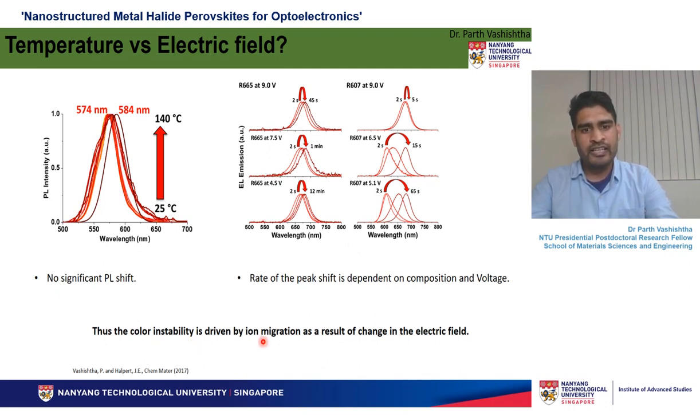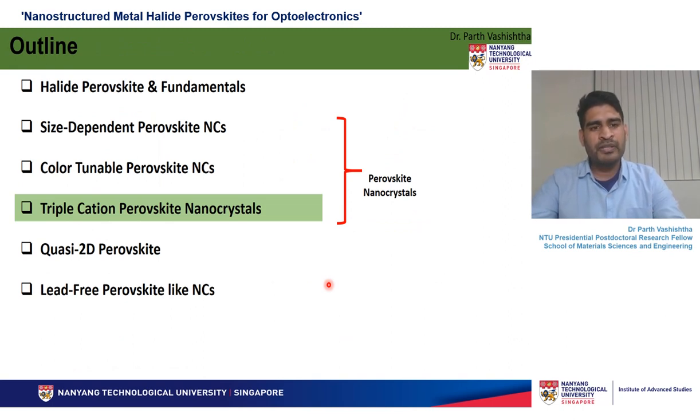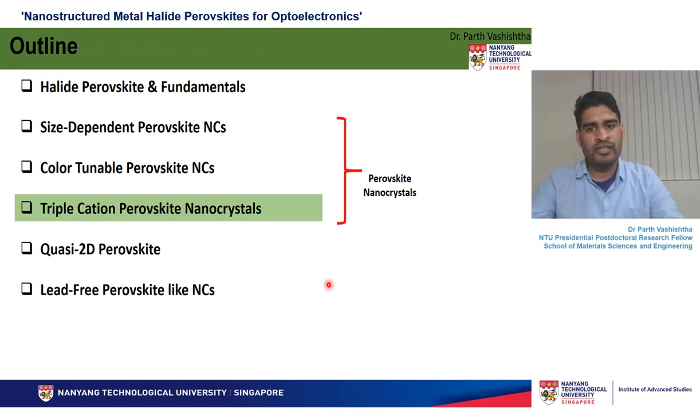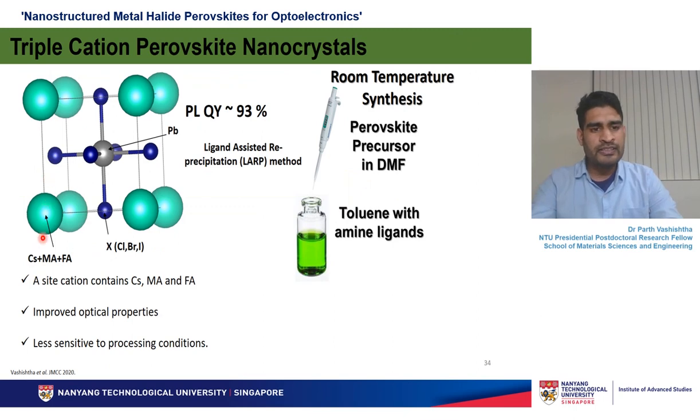This halide ion migration mechanism is much more clearly explained in my paper in Chemistry of Materials, so you can go back to that and check the details. The next thing I have been working on is the triple cation perovskite nanocrystals. What I have shown you earlier is cesium lead bromide.